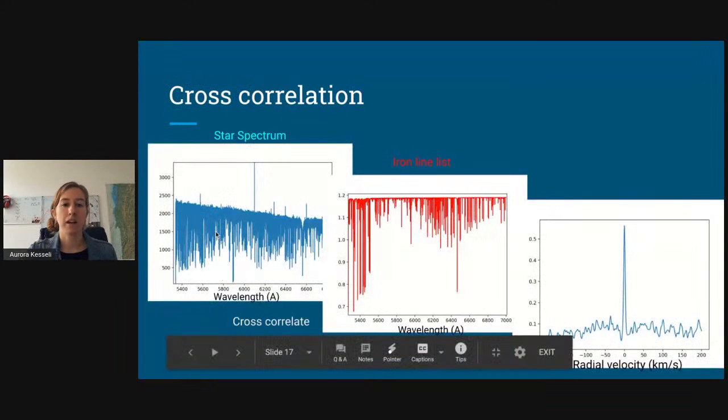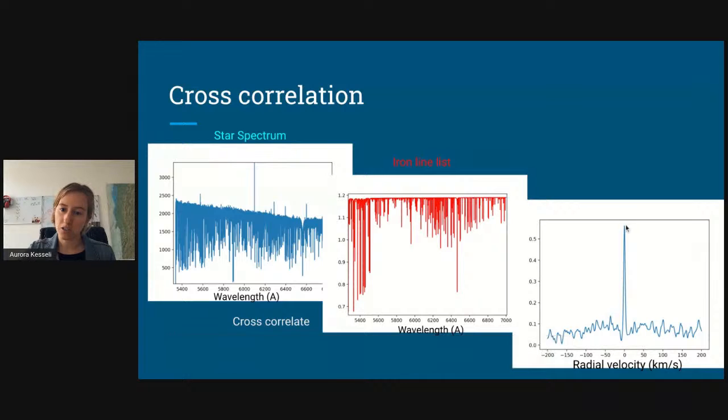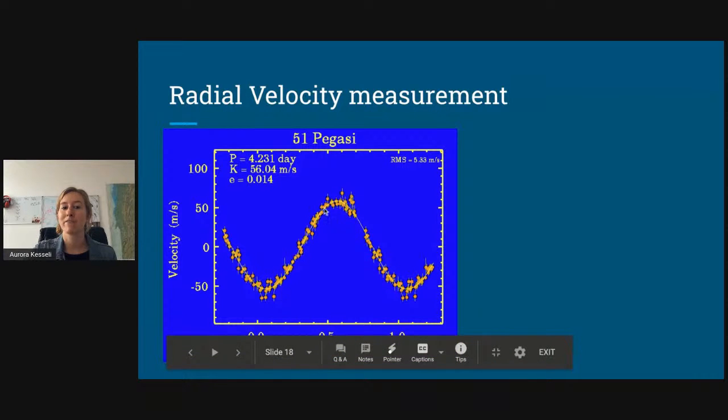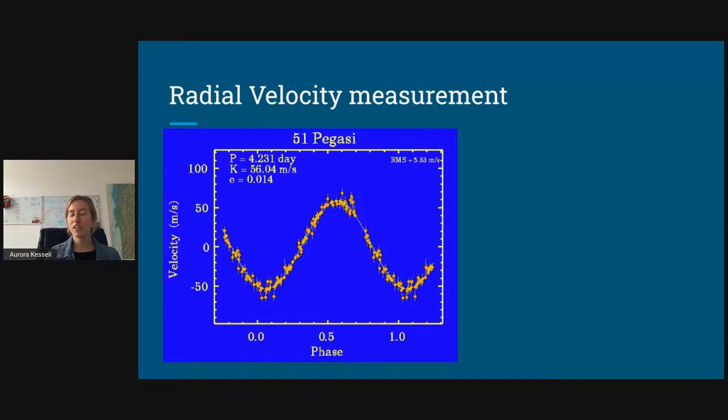So by doing this cross-correlation and then measuring the peak of this function, that is the radial velocity for one spectrum. So that's one of these data points. Then you have to do this hundreds of times in order to fill out this radial velocity curve here. And so you can see that finding planets with the radial velocity technique is extremely time intensive, and you need the best high resolution spectrographs possible.